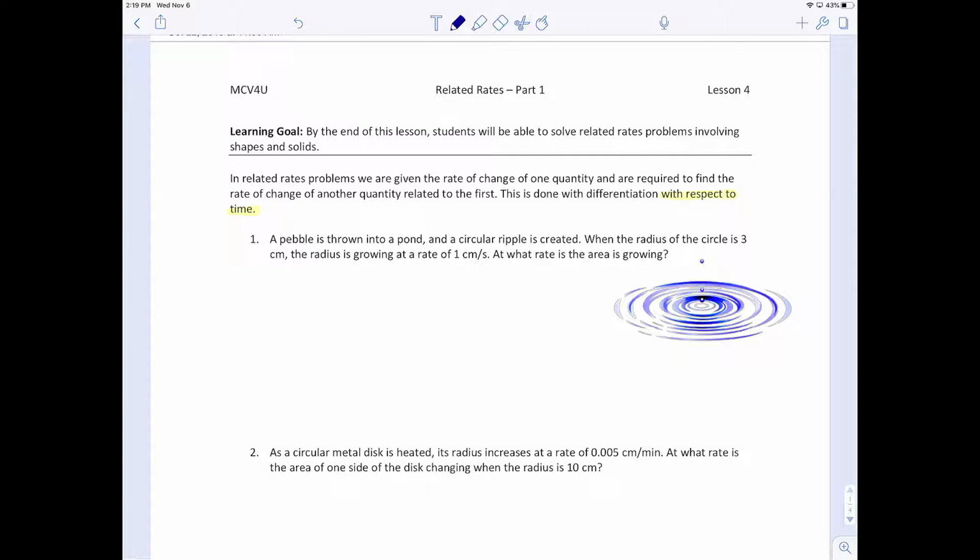We have that a pebble is thrown into a pond, and a circular ripple is created. That's kind of obvious, right? You've all hopefully done that. Or if you have a drop that goes into a pool of water, it obviously makes these ripples. They won't be perfect circles, but relatively perfect concentric circles. They say that when the radius of the circle is 3 centimeters, so when that ripple reaches a radius of 3 centimeters, the radius is growing at a rate of 1 centimeter per second. So at that instant, the speed or the velocity, or whatever you will, the rate of change of the radius is 1 centimeter per second. What we want to find is the rate at which the area is growing.